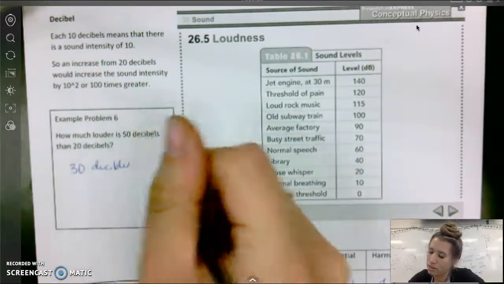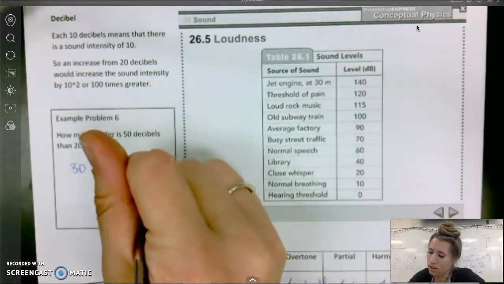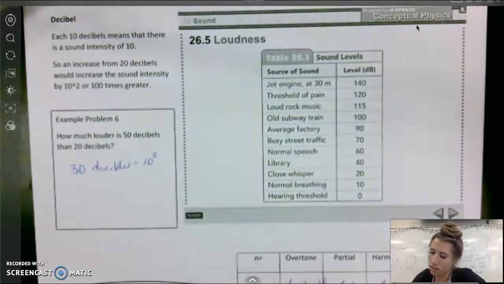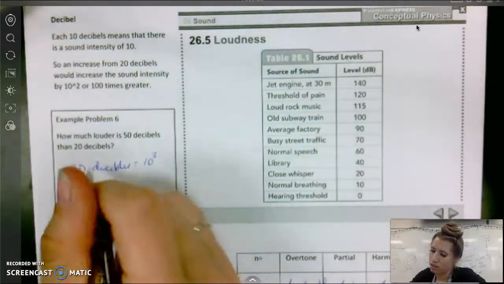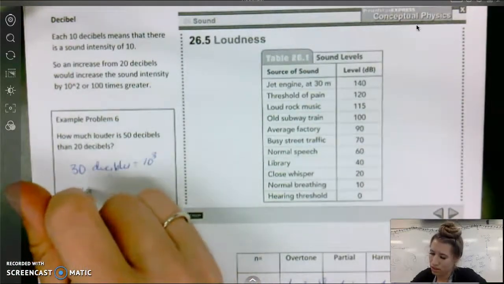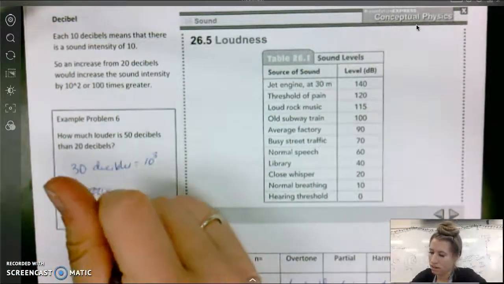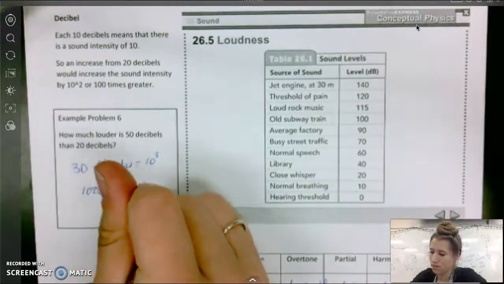And that correlates to a sound intensity multiplied by 10 to the third. Okay, 10 times 10 times 10. Yeah, 1,000. So the new sound is 1,000 times louder.